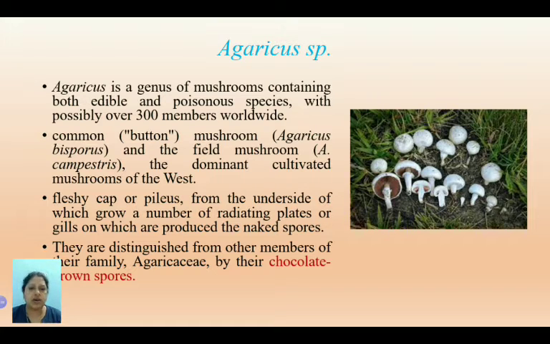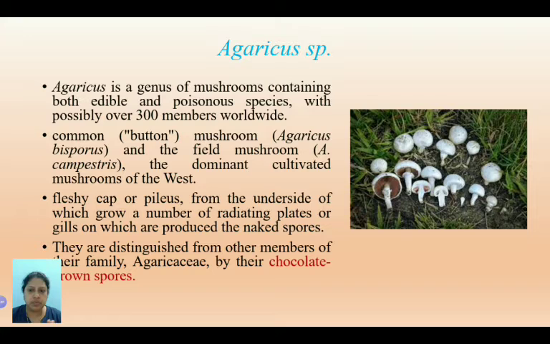These mushrooms are normally called Agaricus bisporus, and many Agaricus species are also there. Both edible and poisonous mushrooms can be seen, and it is distributed worldwide, with mostly 300 members seen throughout the world. The commonly used button mushroom which is available in the market, we call it Agaricus bisporus, and the field mushroom which is available from the paddy field or any field, we call it Agaricus campestris, and it is dominant and cultivated in the western side of India.